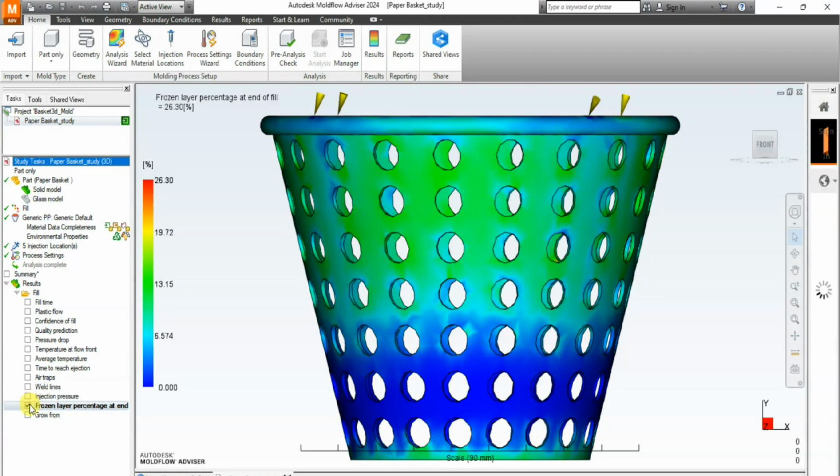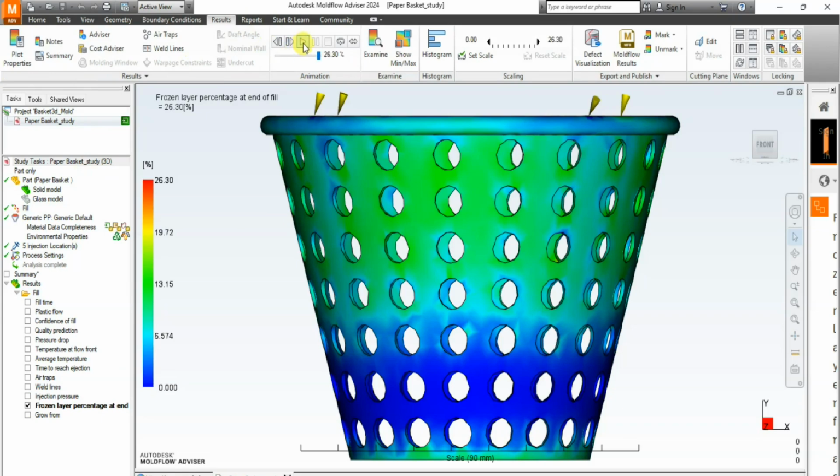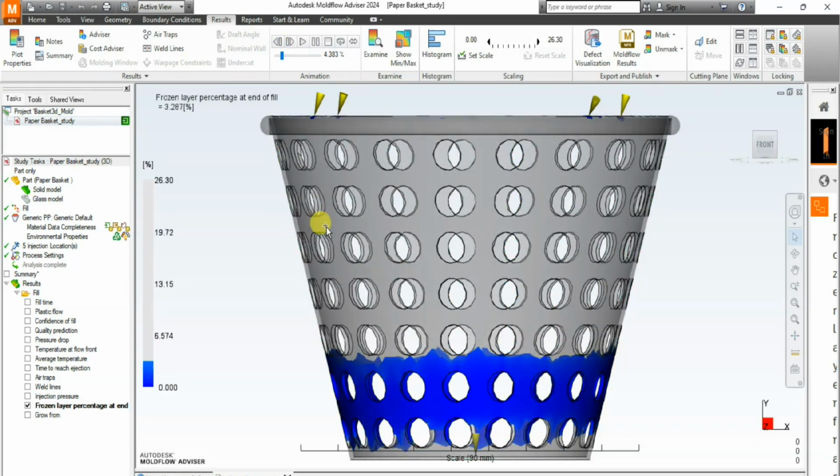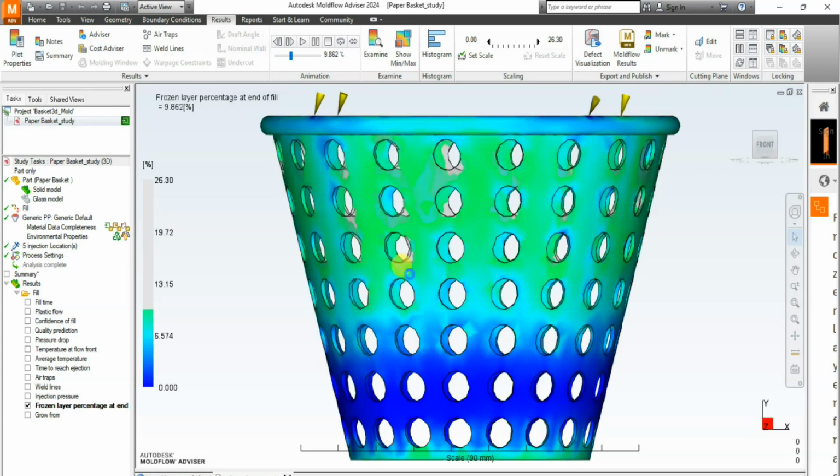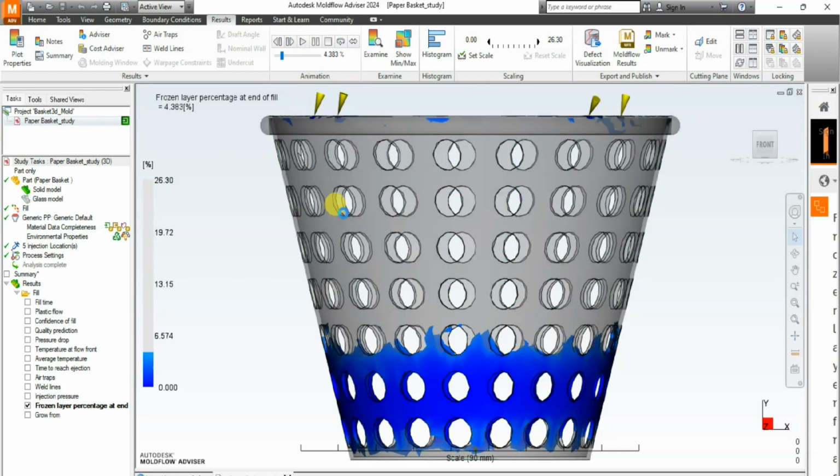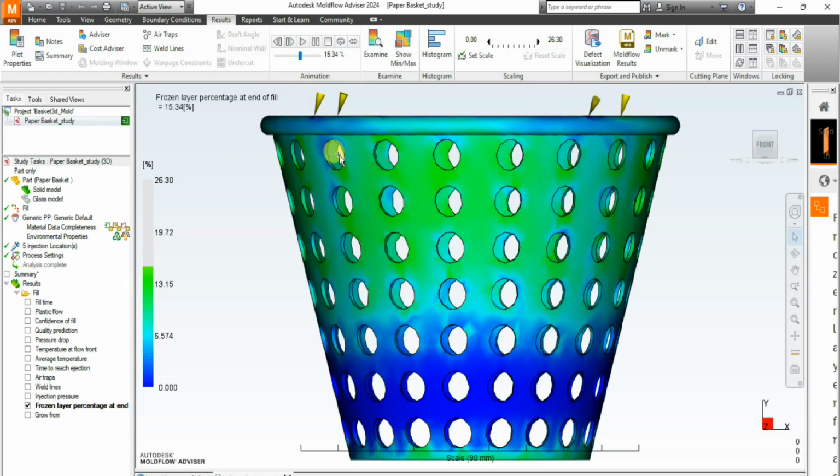All right. So now, let's look at the outcome of the results. Let's just test run the fill analysis and see what is going on here. You can see that the fill is going upwards from the bottom of this object, and it's going up from a very low percentage to at least 26.30 percent.